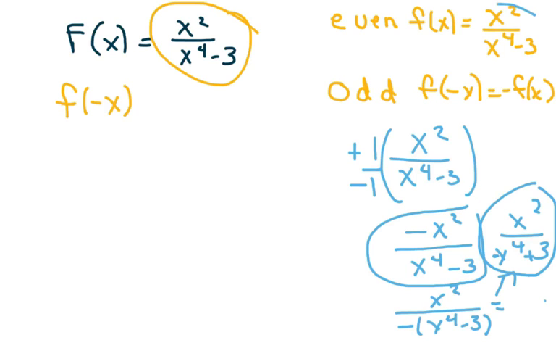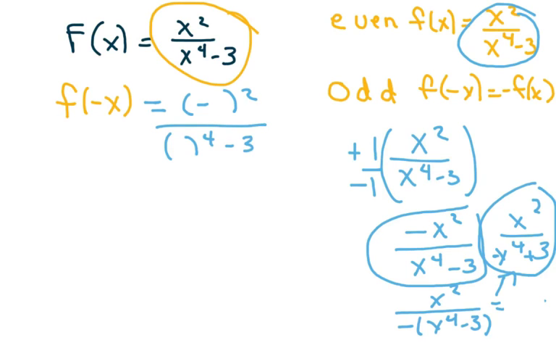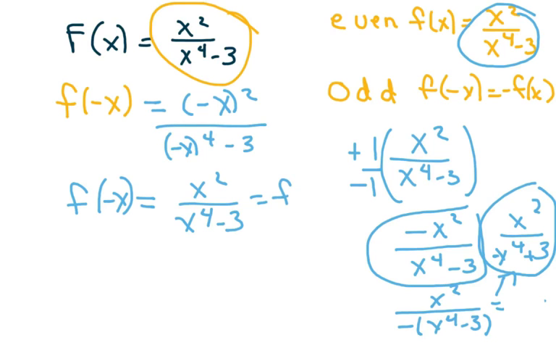All right, even will look just the same as it did before. So let's do the test. Everywhere there's an x, I'm going to put parentheses and plug in negative x. What we get is x squared on the top, and the denominator is x to the 4th minus 3. So f of negative x equals f of x. It looks just like my original equation, so it is even.